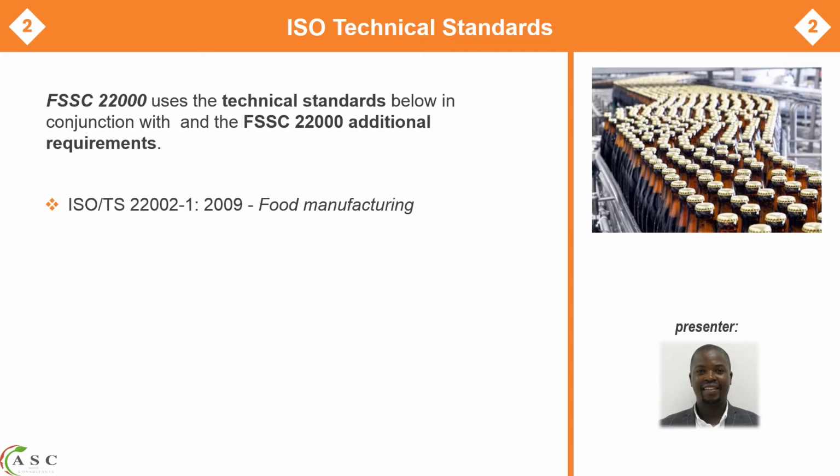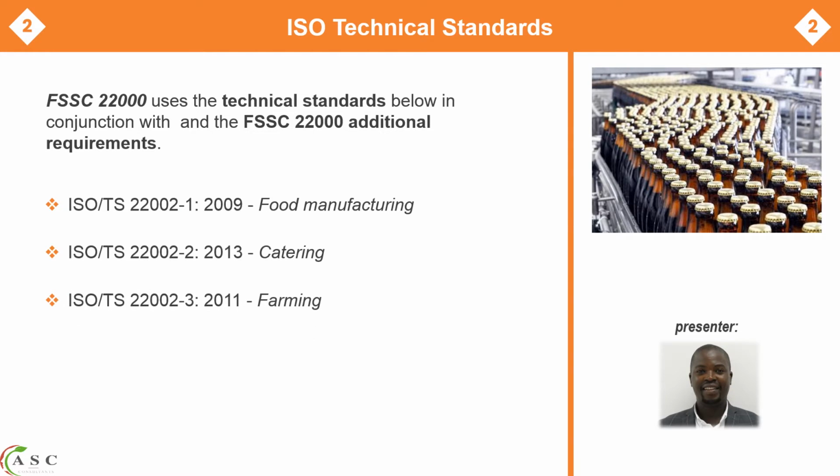So meaning that if you are in food manufacturing, you only have to use the technical standard as your GMP. Of course, you can use other supplementary standards or other regulatory GMP requirements, but for the purposes of FSSC 22000 certification, your GMP standard would be ISO 22002 Part 1 of 2009. Then Part 2 deals with catering, which is the ISO 22002 Part 2 of 2013.